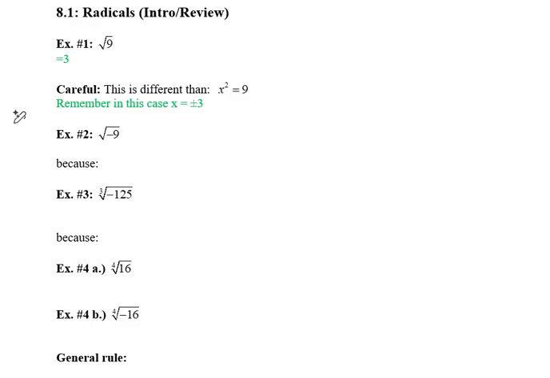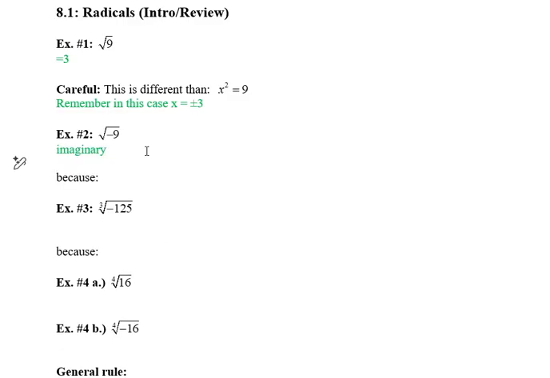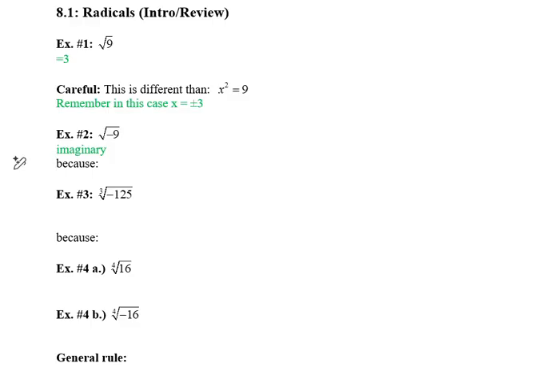Be careful with something like the next one. Square root of negative 9 is going to be imaginary, because there is no real number that multiplying it by itself is going to give you a negative. So the closest one you might have here is negative 3 times negative 3, right? But that gives us positive 9, not negative 9. So we cannot have the square root of negative 9 with real numbers.